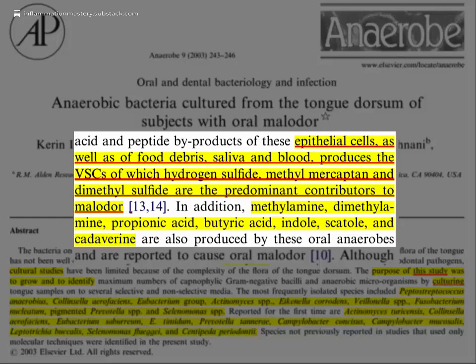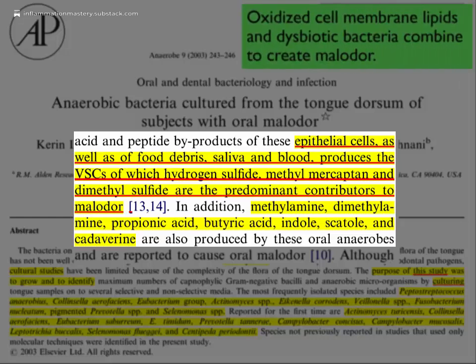Also reviewed in the clinical monograph, and which we'll talk about more in future presentations, are items such as propionic acid, butyric acid, indole, scatol, and cadaverine. You might remember, if you read the complete printed monograph, that indole and scatol are actually pro-inflammatory agents that are produced by microbes from amino acids, and indole and scatol are directly arthritogenic. They do promote joint inflammation in particular. So again, the mouth is very relevant. The mouth provides us information about oxidized cell membrane lipids and dysbiotic bacteria that can combine to create oral malodor.